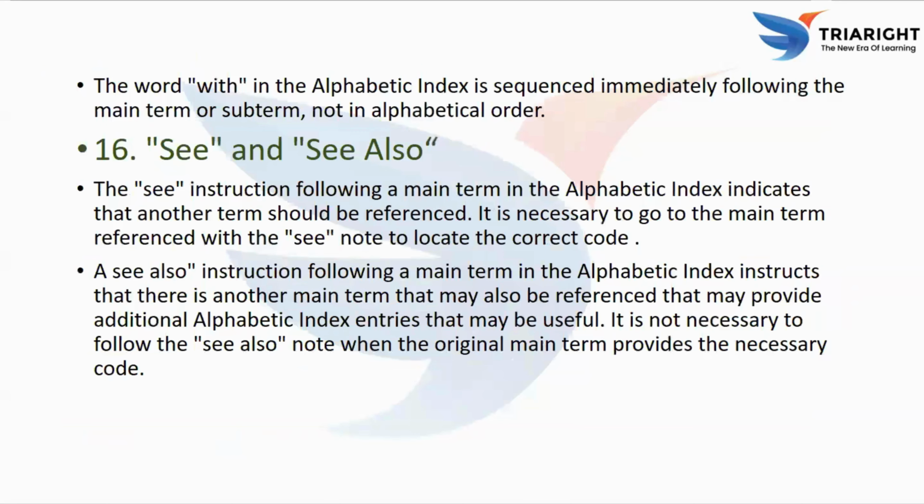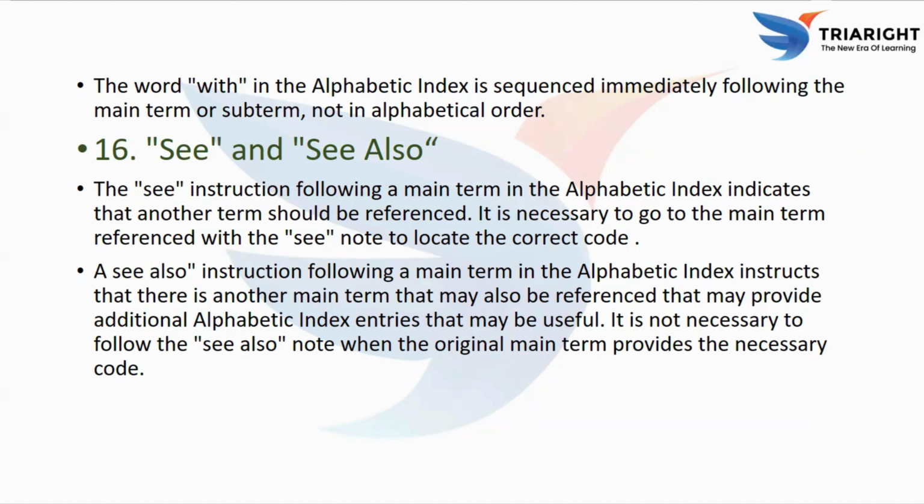So the next convention is "see" and "see also". Whenever you see "see" after a main term in the alphabetic index, it means you must go to another main term to find the correct code. So you cannot code from the original term directly, you must follow the direction. For example, if the index says cyst, skin, see also disease, skin, you must look under disease, skin to find the correct code. So "see" means go there for the right code.